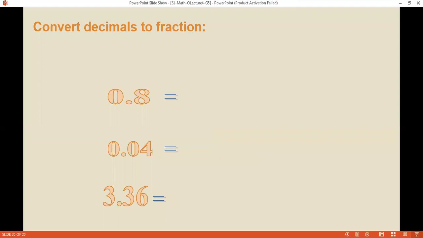So here I have 0.8. How do I say this in word form? 8 tenths. So it's 8 over 10. Okay? Yalla, the second one. 4 hundredths. So it's 4 over 100. Okay? Now we have 336 over 100. That's it.